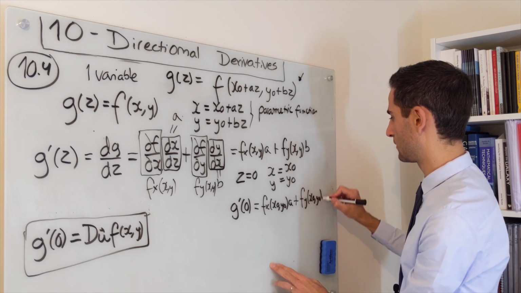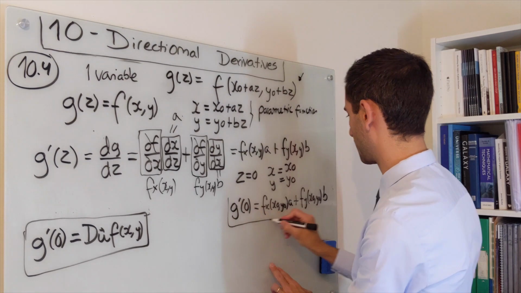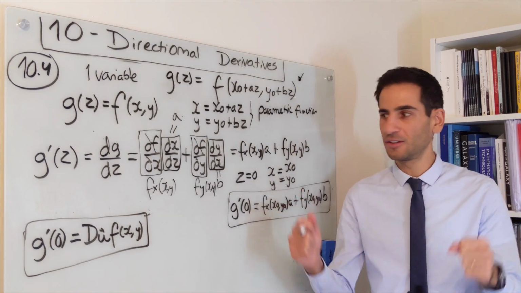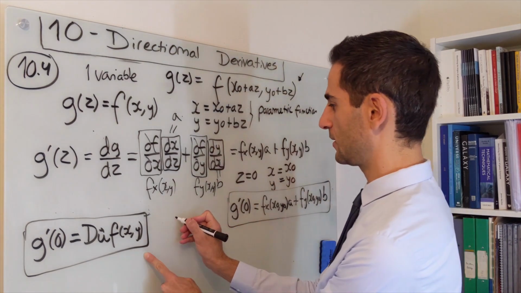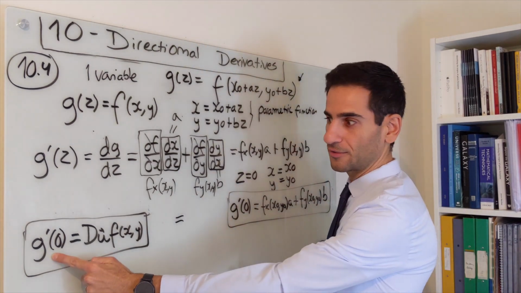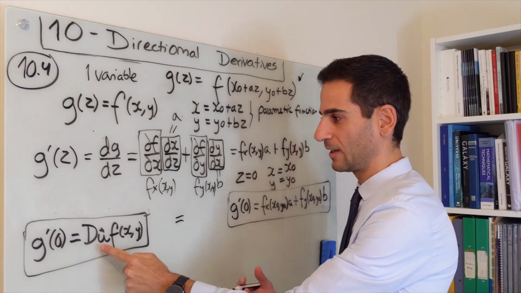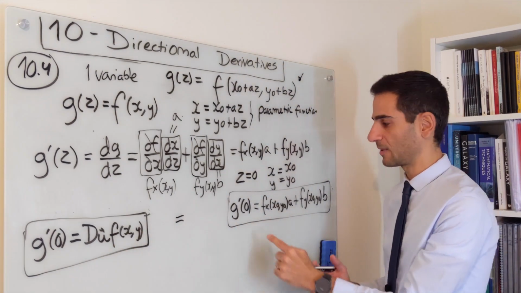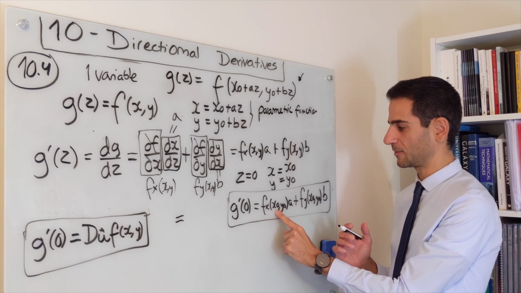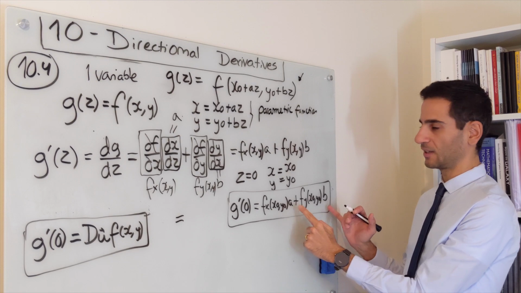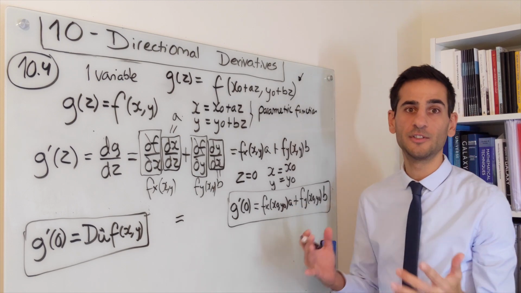x0, y0 times b. And this is really crucial, useful, and a reason to cheer, because we've just seen that the derivative of g at 0 is the directional derivative, that complicated limit, but this complicated limit is just about calculating the partial derivative at a specific point plus the partial derivative at the other point and multiplying by the component of the unit vector.